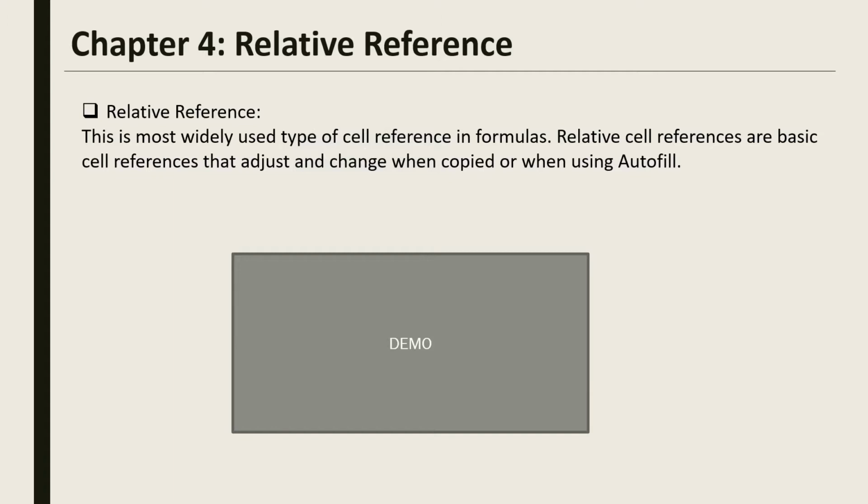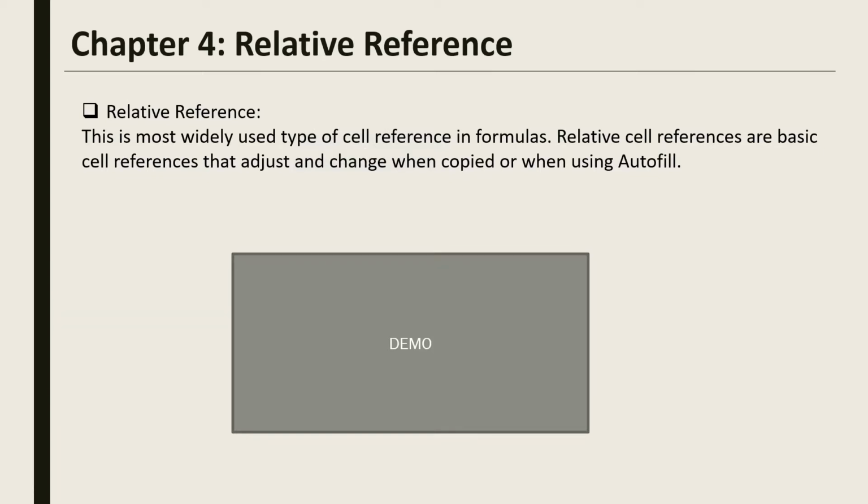So basically there are three types of references. First one is relative, second one is absolute, and third one is mixed. First of all, we will begin with a relative reference. So what is a relative reference? It is the most common cell reference. Relative cell references are basic cell references that adjust and change when copied and when using the autofill.